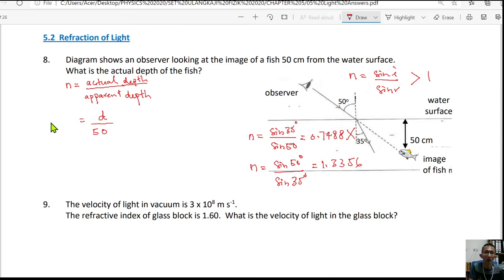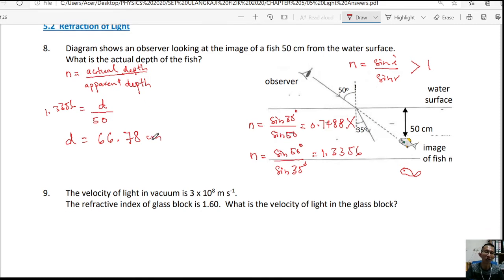So n is 1.3356. You solve for D, so you calculate D, that will be 66.78 centimeter. So this is the actual depth of the fish. The fish must be underneath the image. So here is the fish. I'm using the formula for refractive index using the depth and also trigonometry, the sine.